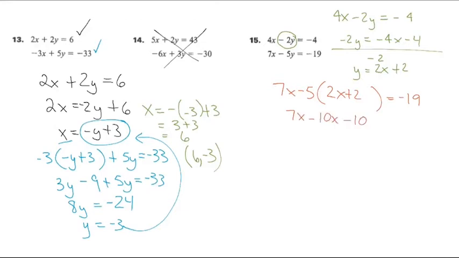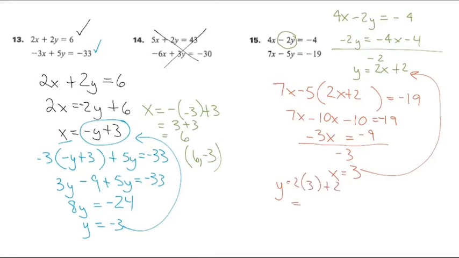I'm going to combine like terms. So I have negative 3x, and I'm going to add 10 to both sides, so that gives me negative 9. Divide everything by negative 3, and that gives me x equals a positive 3. I take that 3, back substitute it into that equation, y equals 2 times 3 plus 2, which is 6 plus 2, which is 8. The answer is 3, 8.